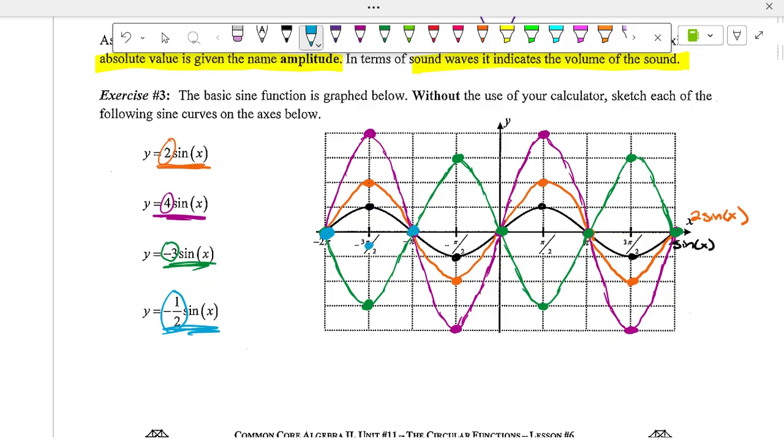Back to 0. And this is negative 1. Where's the new one? 1/2. So it's like right here. Back to 0. And then we repeat. So negative 1/2, 0, 1/2, 0. So it's actually a pretty smaller sound wave than the original. The other ones were bigger, but this one's smaller.